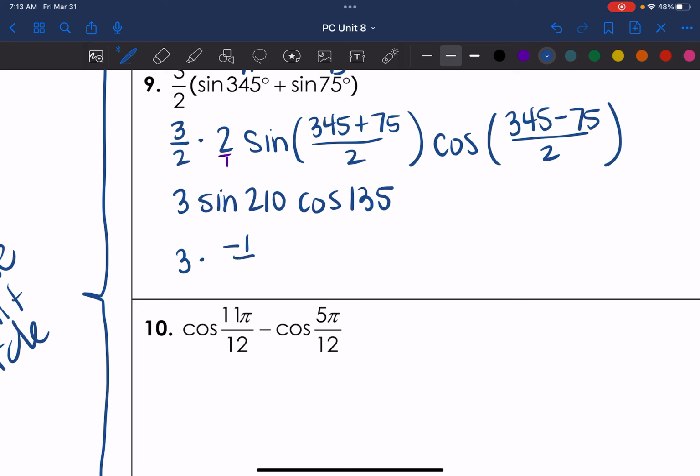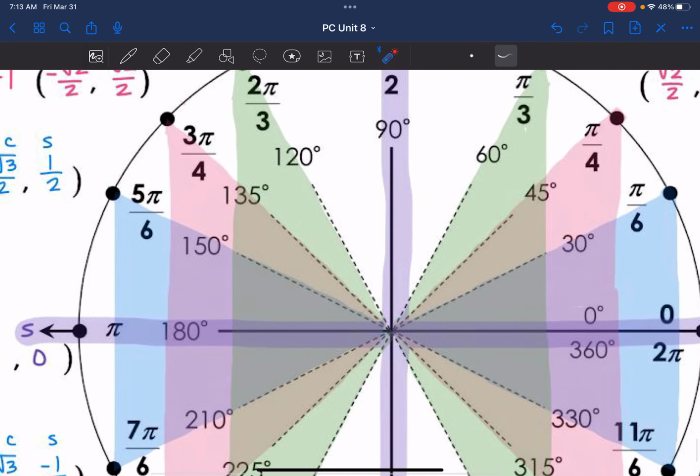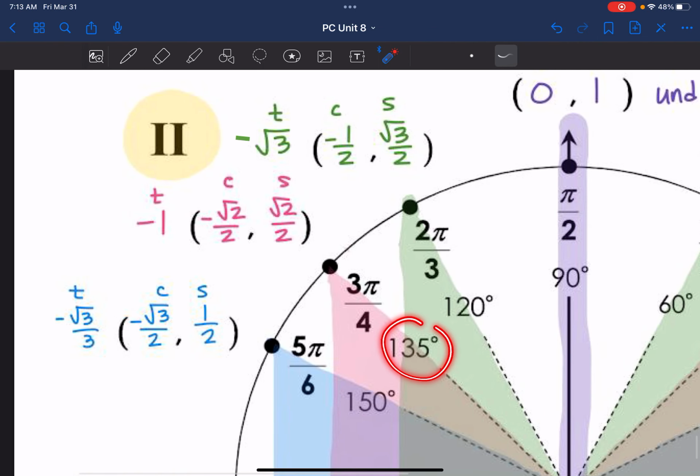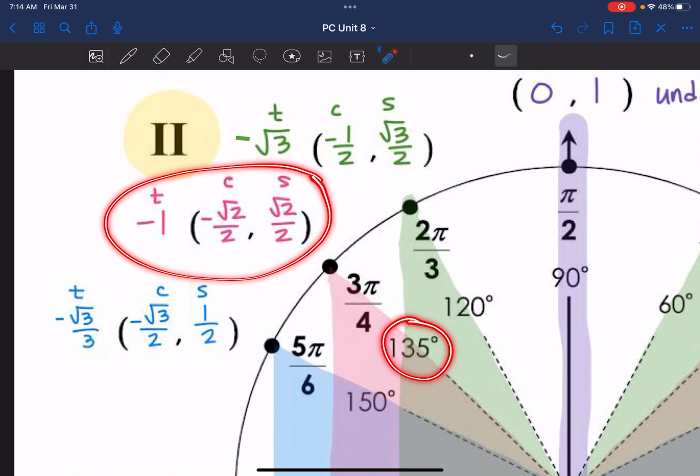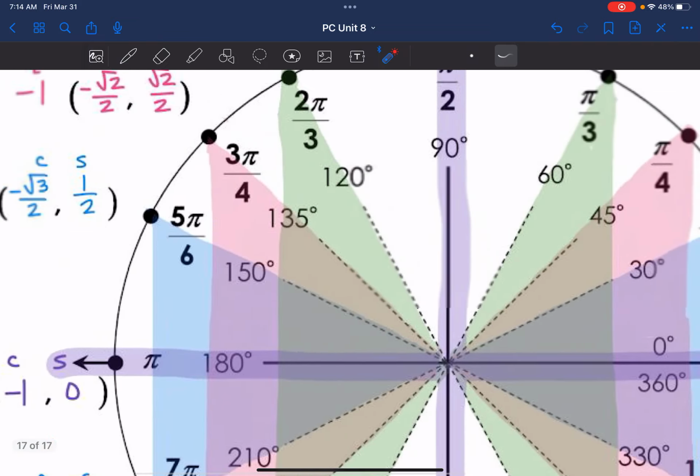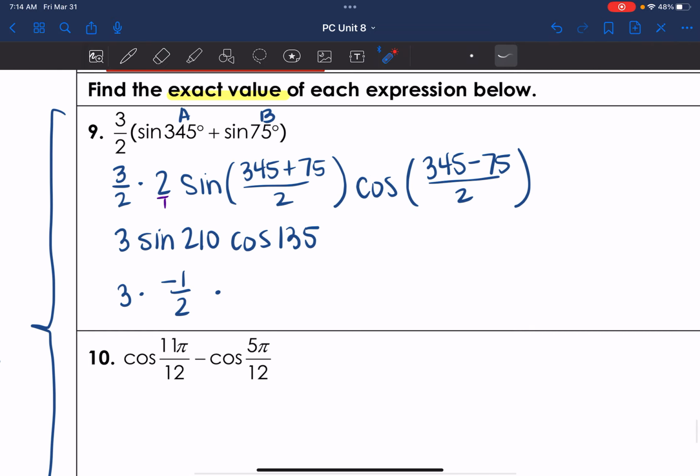So negative 1/2 times. Now we need to find cosine of 135. 135 is right here. So there's the values for 135. Cosine is negative square root of 2 over 2. Okay, now we just go ahead and multiply everything across.